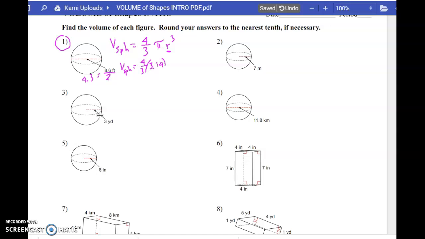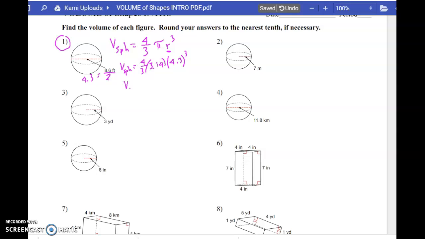I know this writing's not the best. Times the radius, 4.3 cubed. I really recommend working this backwards. Do the 4.3 cubed, get an answer, multiply that by 3.14, then multiply by 4, finally divide by 3. And you will come out with what we hope is a correct answer.